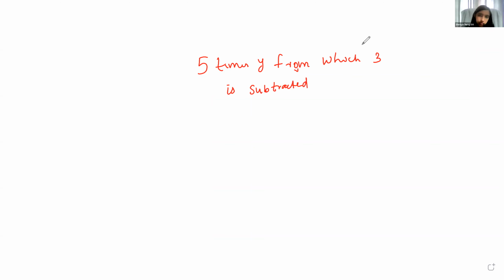Now one more question I'm asking you. Five times y from which 3 is subtracted. I'll write it here. 3 is subtracted, 5y minus 3. From whom is 3 subtracted? 5y. So we write 5y minus 3. See, this is how the expression is written as per the statement given to you. Are you clear now? The statement's meaning is clear to you?